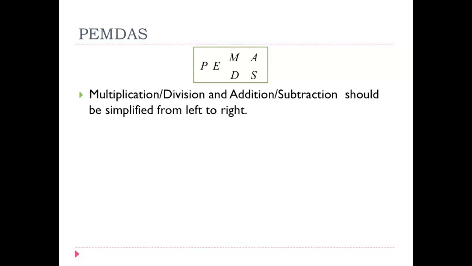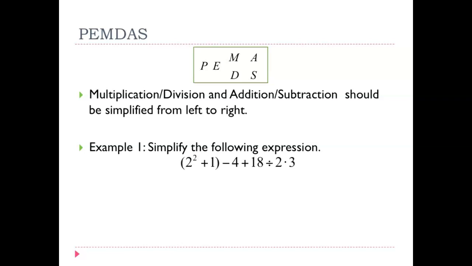So take a look at example 1. We have 2 squared plus 1 in parentheses minus 4 plus 18 divided by 2 times 3. So we'll start with what's inside the parentheses, so 2 squared plus 1. Now inside the parentheses, we'll start with the exponent. So 2 squared is 4 plus 1 is 5. And then from here, it looks like we're done with parentheses and exponents, so now you look at multiplication and division.